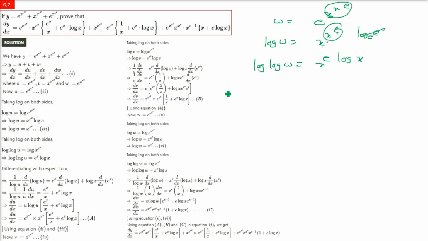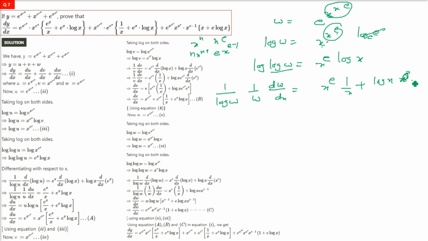Now differentiate it. So it will be 1 by log w, then log w is 1 by w, and dw by dx. And now this, so x to the power e, log x is 1 by x plus log x. Now you can keep log x like that, and differentiation of x to the power e is, see, it is nothing but x to the power n. Differentiation of x to the power n is n x to the power n minus 1. And here we have x to the power e. So it will be e x to the power e minus 1. I hope you got the idea. Okay.